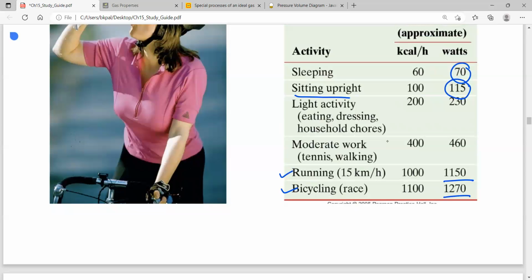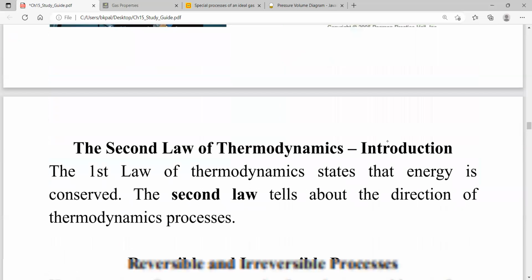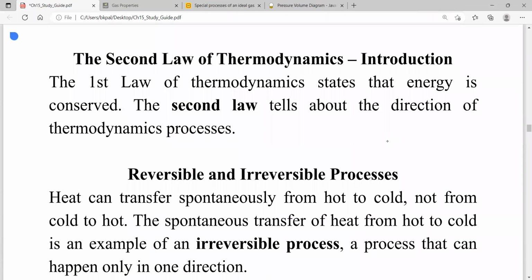All right, so I'm going to stop here. In the next class, I'm going to talk about the second law of thermodynamics.